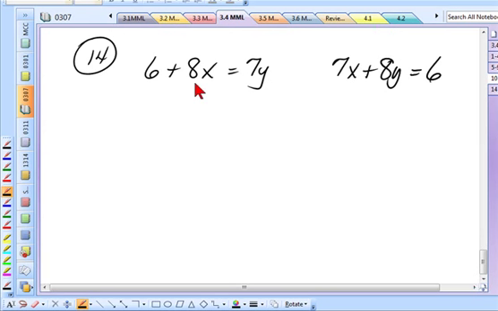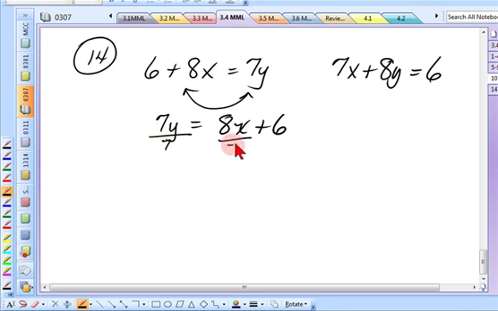All right, what am I going to have to do to this first one? I want what letter by itself? Y. And because we're so conditioned to have our y on the left, you can turn the whole thing around, and I'm going to rewrite it like that. 7y is equal to 8x plus 6. So I've used several properties to do that. Then I'm going to divide by 7, and y is equal to 8/7 x plus 6/7. What's the slope of this line? 8/7.